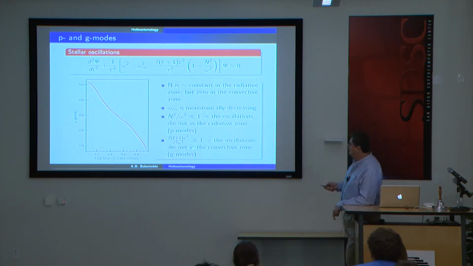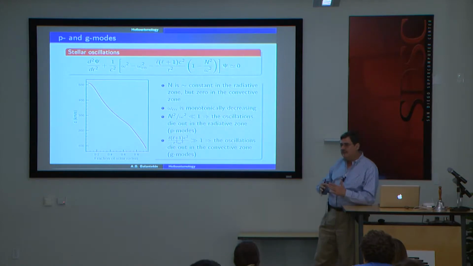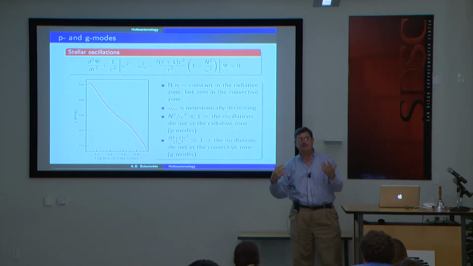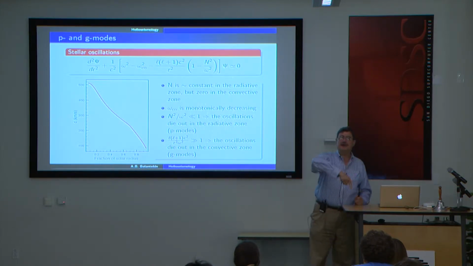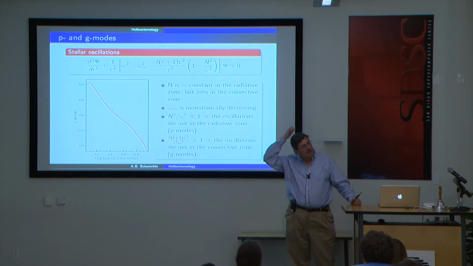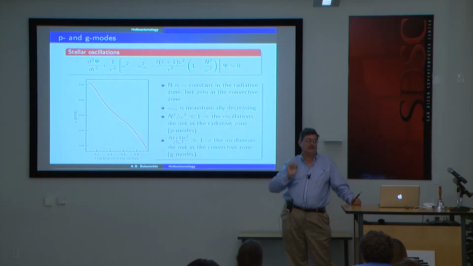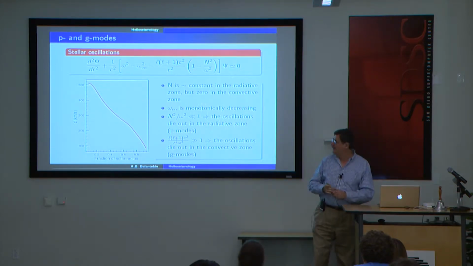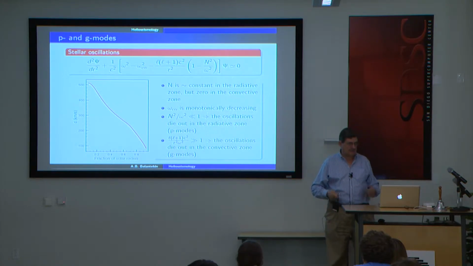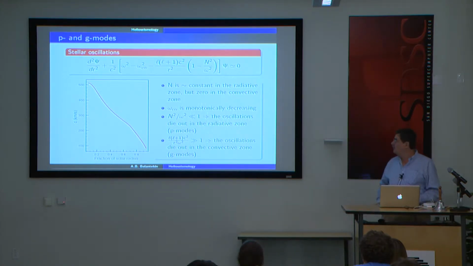Similarly, if this quantity N squared over omega squared is much greater than 1, it is as if the Coulomb barrier is shifted towards the convective zone. So the solutions are such that there is an oscillating solution in the center of the star, but they die out as you go to the surface of the star. Those are called gravity or G modes. I mean, obviously, P modes are driven by pressure and G modes are driven by gravity. That's why that's what they're called.